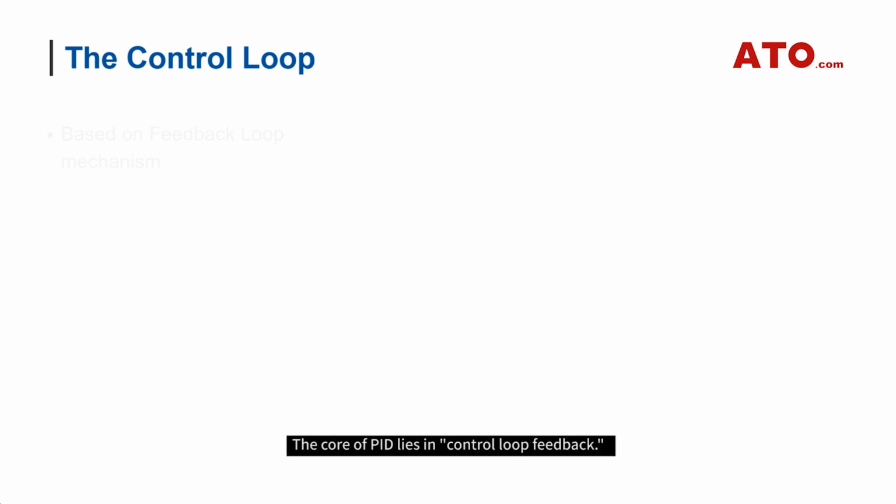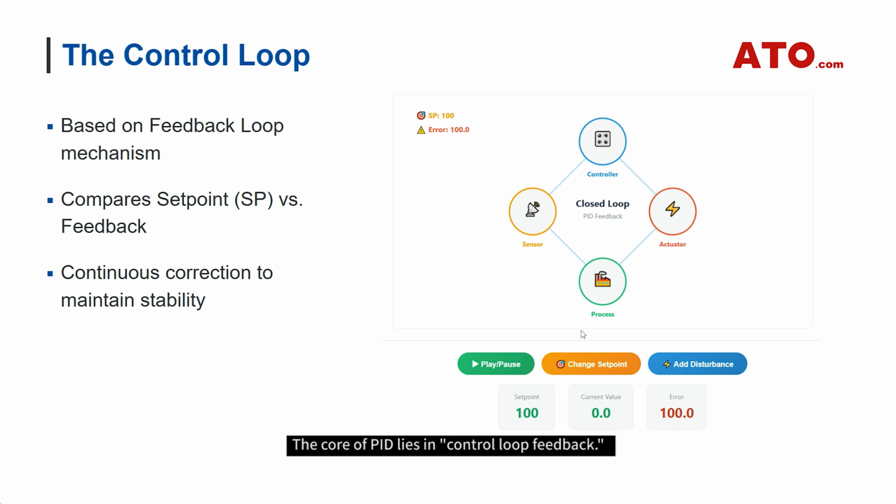The core of PID lies in control loop feedback. Its working logic is simple. You input a set point into the controller, and the controller adjusts its output based on the feedback from the sensor, ensuring the actual result matches your desired target. No matter how the external environment changes, it maintains the stability of the system through constant correction.